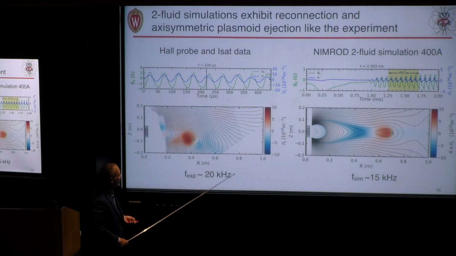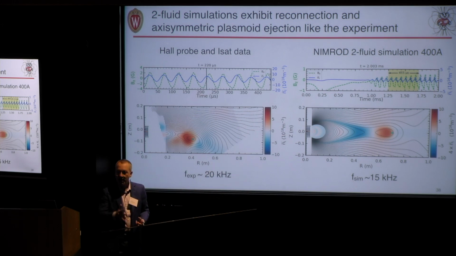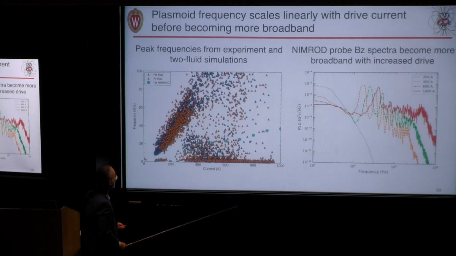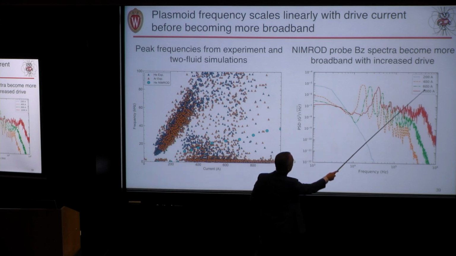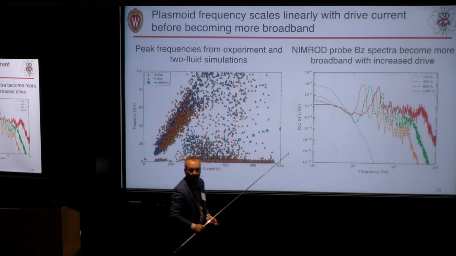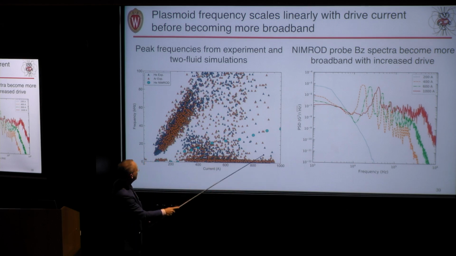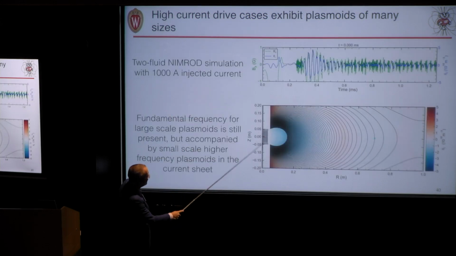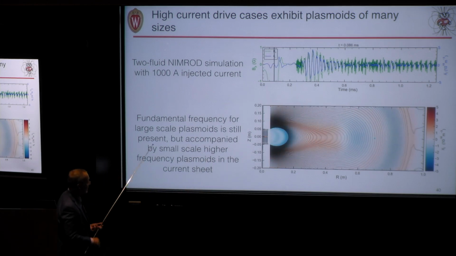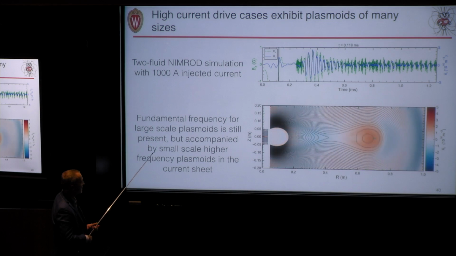And so it makes you wonder what happens if you drive it harder, in the mode where we saw more broadband fluctuations. What we find is that as we go to larger and larger currents, the fluctuation spectrum becomes much broader band. This is now from the simulations. This is showing a representative scatter plot from the experiment. And of course, in the simulations, we can drive it harder. So this is what happens if you drive more current in the simulations in Hall MHD.